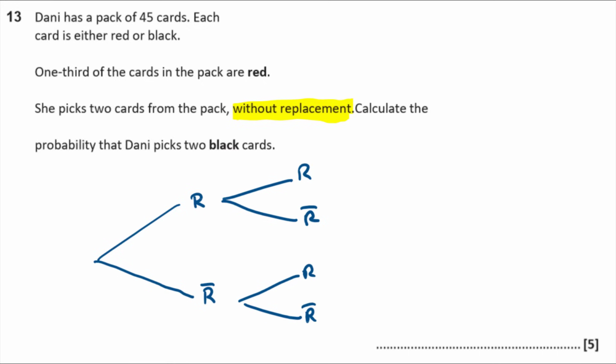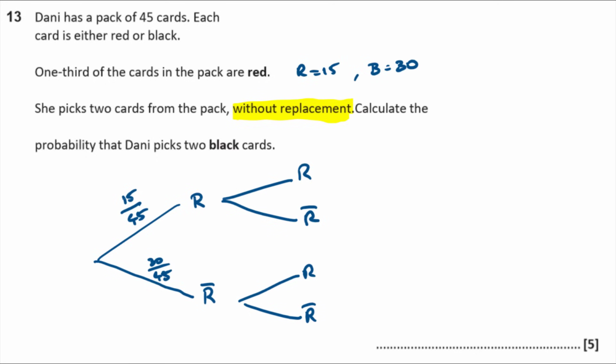If 1/3 of the cards in the pack are red, that's going to be 15 out of 45, isn't it? So red is 15, and not red, or black, there are going to be 30, aren't there? So what's the probability of selecting a red card on the first draw? Well, you've got the 15 red cards and a total of 45 cards. So the probability of not red, or black, is going to be 30 not red cards out of a total of 45 cards. Okay, so that's the first selection.